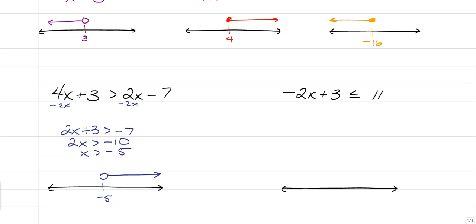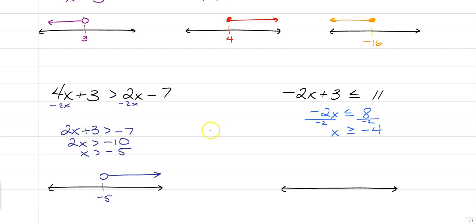Now the last one, let's see if you were able to catch the old trick. First you subtract your 3, so you're going to have your negative 2x is less than or equal to 8. And then you're going to divide both sides by negative 2. And then did you catch the fact that you have to change the direction of your sign because you divided by a negative 2? Okay, and in case you don't remember why that happens, every time you divide or multiply by a negative, you have to change the direction.